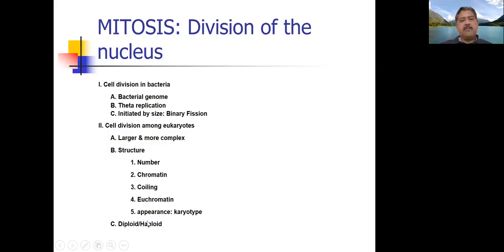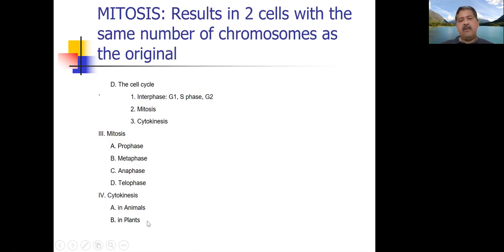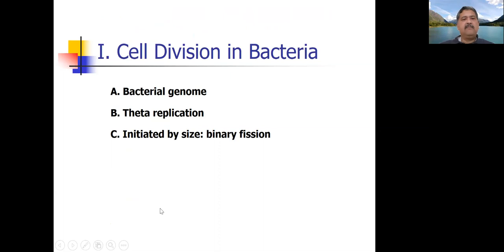We'll take a look at the terms diploid and haploid before we take a look at the cell cycle as a whole, and then we're going to take a look at just that little part of the cell cycle where the chromosomes are dispersed to different nuclei. That's mitosis, and we're going to take a look at the different stages of mitosis. After the nucleus divides, then the cytoplasm is also divided, and that is called cytokinesis, and we're going to take a look at that as well.